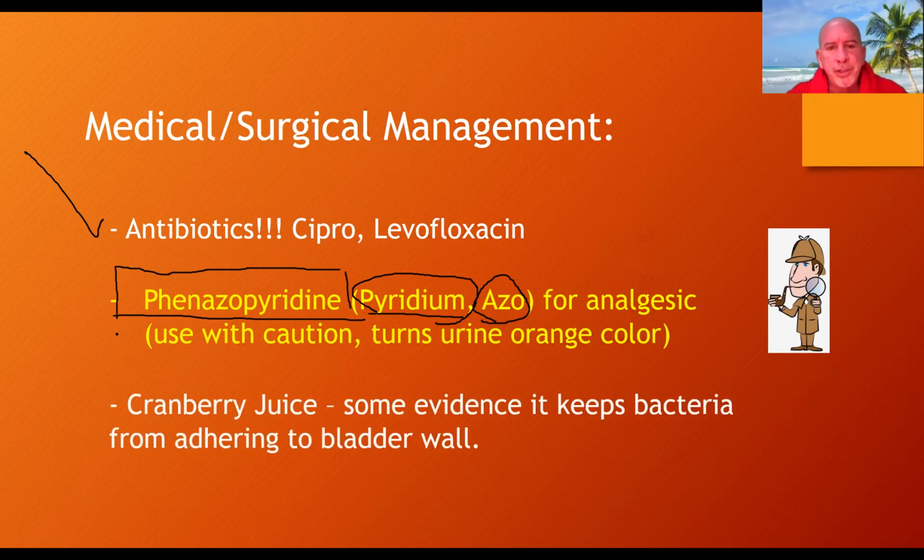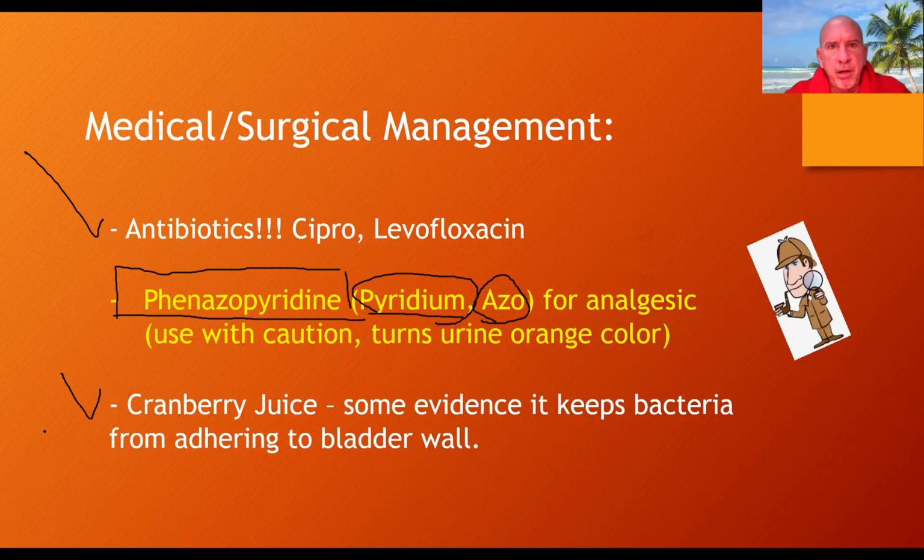Cranberry juice, there is some evidence that cranberry juice is beneficial in bladder infections. Evidently, they discovered that it helps keep the bacteria from adhering to the bladder wall. So this is one of those old wives' tales that may actually be true. Cranberry juice is good to use. And I think it's probably a pretty good preventative for people who get frequent bladder infections, to help keep them from getting further infections. I think that is it on the cystitis.